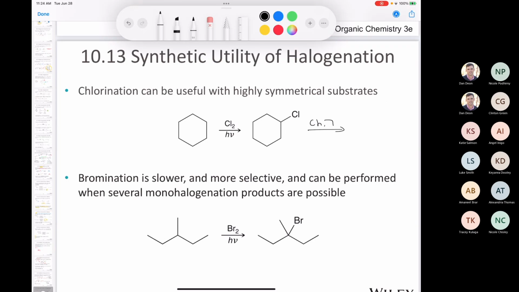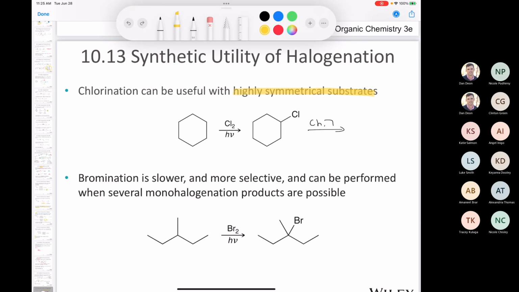Now, the two types of halogenation that we know work are chlorination and bromination. Bromination is more useful because it's more selective. However, chlorination can be useful if you have something that's symmetrical. If you have a substrate that's highly symmetrical, sure, you can do chlorination because there's only one possible product that can be formed.